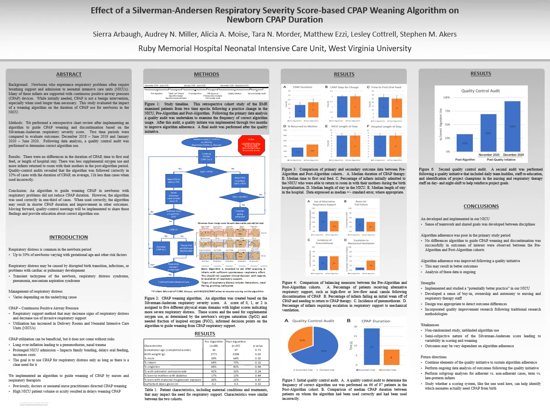A retrospective cohort study of the electronic medical records was performed. The study followed a practice change in the NICU that implemented an algorithm to guide weaning and discontinuation of CPAP respiratory support. A pre-algorithm period and post-algorithm period were analyzed. Following data analysis, a quality control audit was performed to determine if the algorithm was being used correctly. The algorithm, shown in Figure 2, was based on the Silverman-Anderson score, which is used to assess respiratory distress in the neonate. Scores are assigned to 5 exam areas, with higher scores meaning worse respiratory distress.